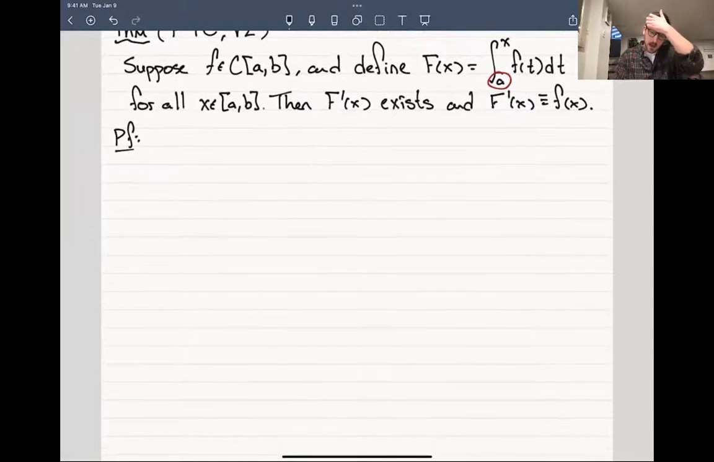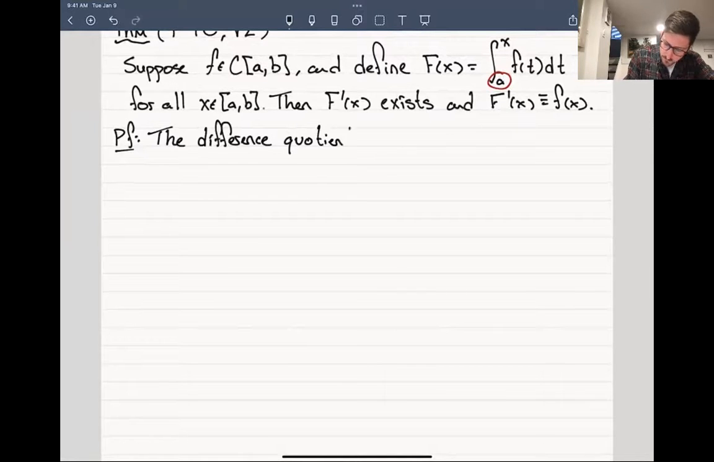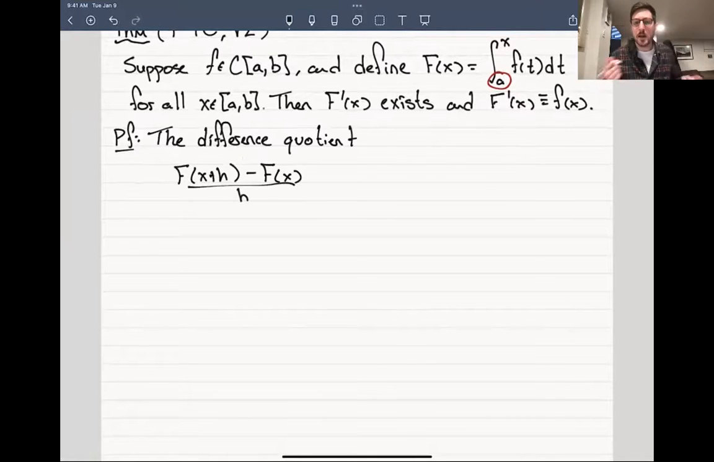So we have F of x defined. We want to show that its derivative exists and that it's equal to little f of x. So let's look at the difference quotient. Remember, this is the thing that we take the limit of as h goes to 0 to define the derivative. So the difference quotient is capital F of x plus h minus capital F of x, divided by h. This is the thing we want h going to 0 in.